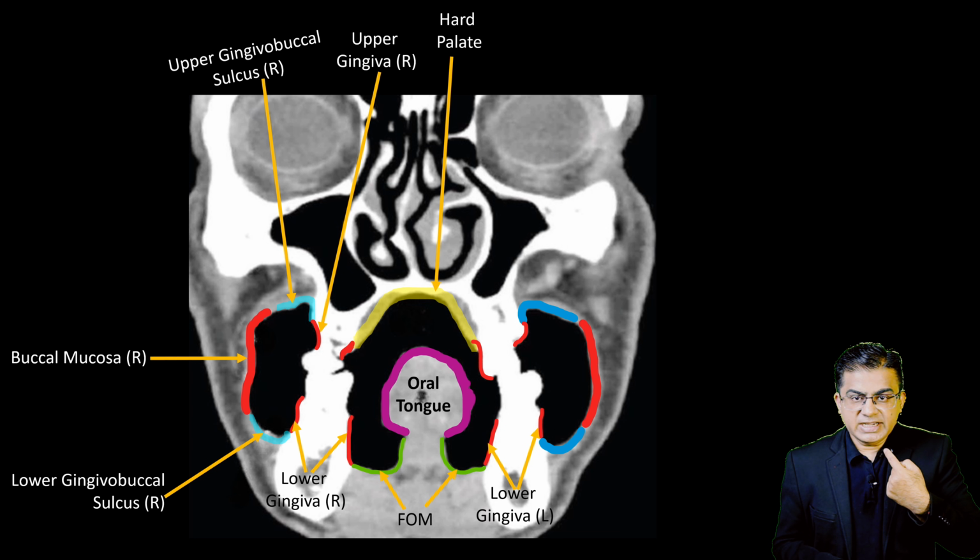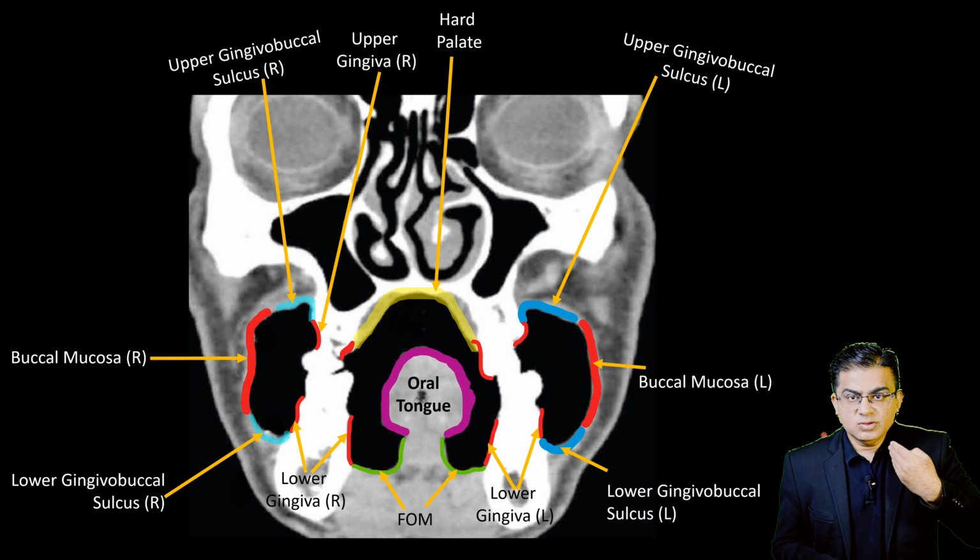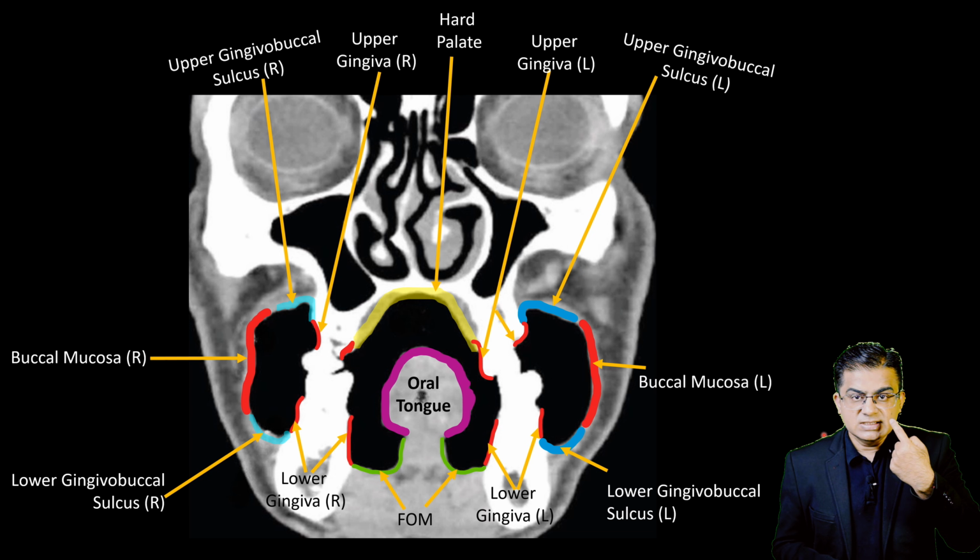Then you come to the opposite side, left lower gingiva, one buccal aspect and the other lingual aspect. Then left lower GB sulcus, left buccal mucosa, left RMT, left upper gingivobuccal sulcus, left upper gingiva. So this is a complete circle of oral cavity subsites. If you understand it this way, it will be easier for you. Then continuing posteriorly from hard palate, we have soft palate, which is not a part of oral cavity, it's a part of oropharynx.